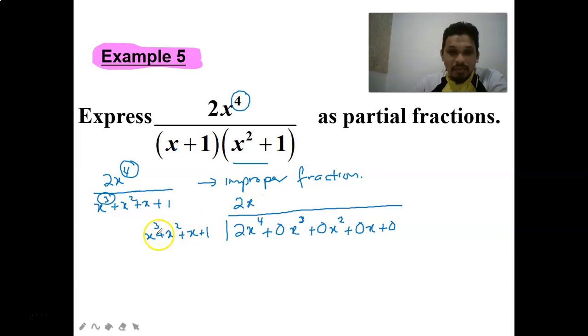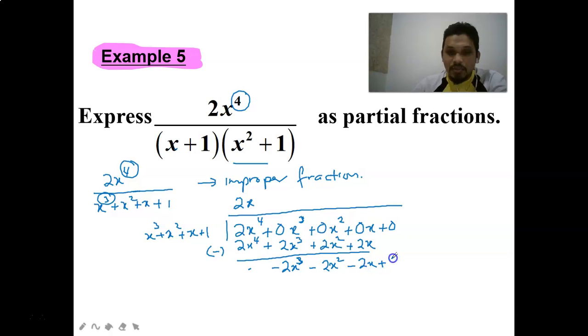Again, 2x multiplied with x cubed, 2x to the power of 4, 2x times x squared, 2x cubed, 2x times x, 2x squared, and 2x times 1 equal to 2x. Okay, minus here, 2x to the power of 4 minus 2x to the power of 4, 0. 0x cubed minus 2x cubed, minus 2x cubed. 0x squared minus 2x squared, minus 2x squared, and minus 2x plus 0.